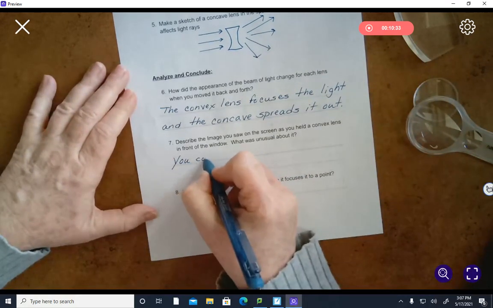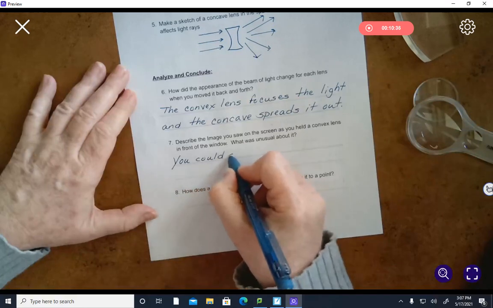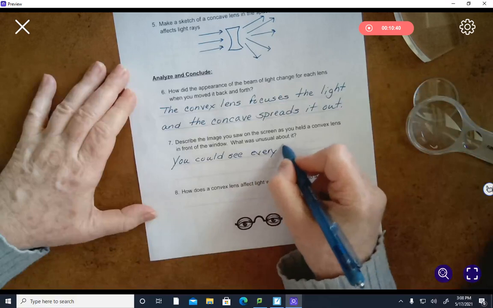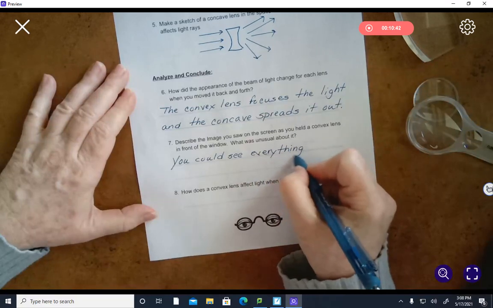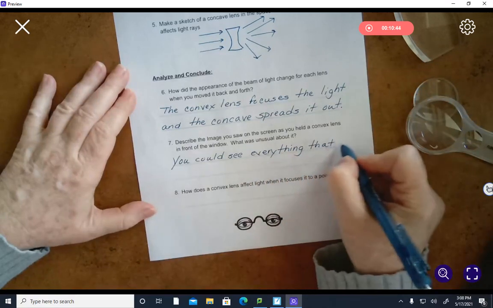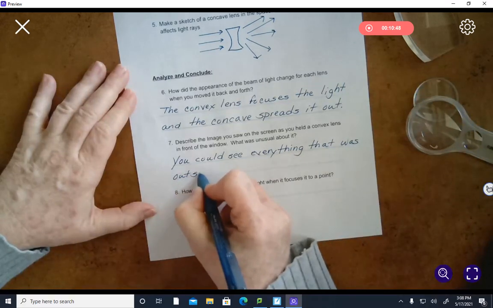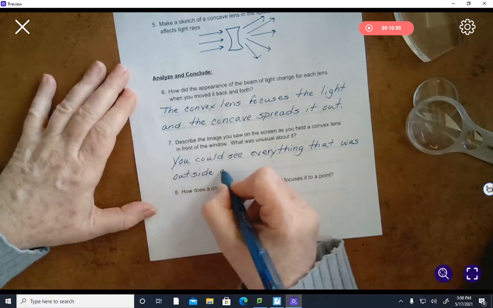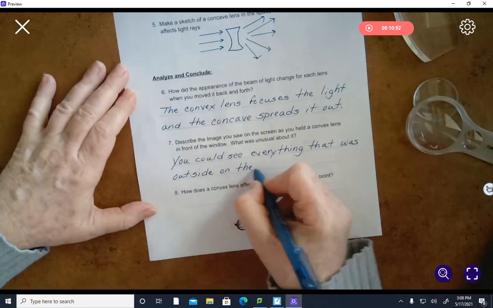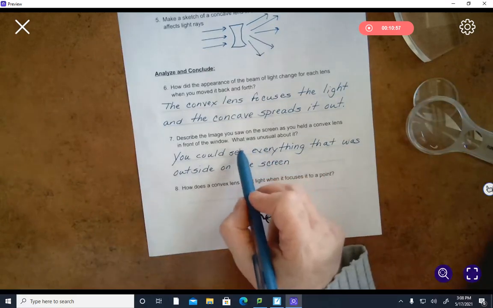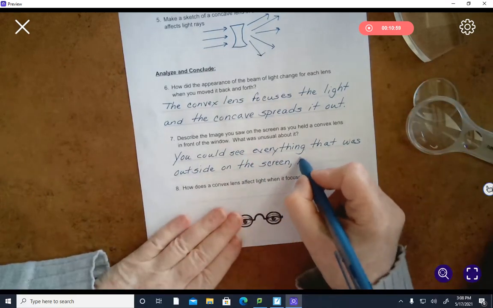You could see everything that was outside on the screen. But what do we want to ask? What was unusual about it? It was upside down.